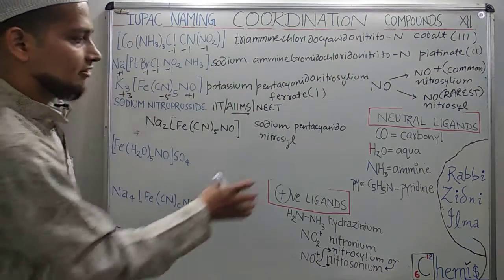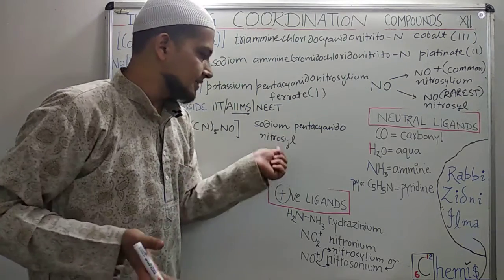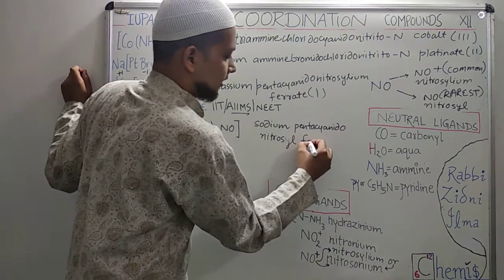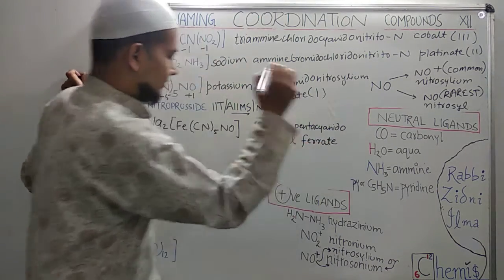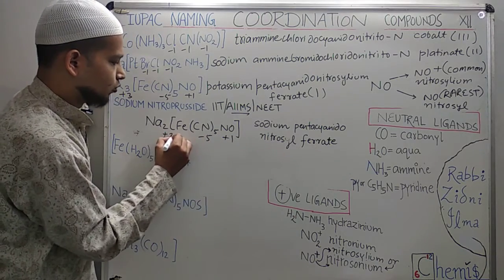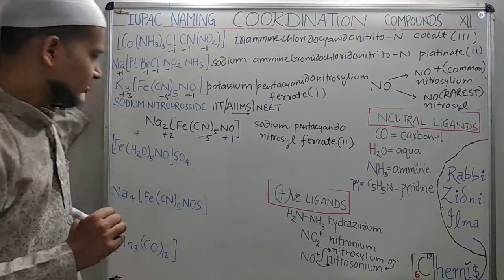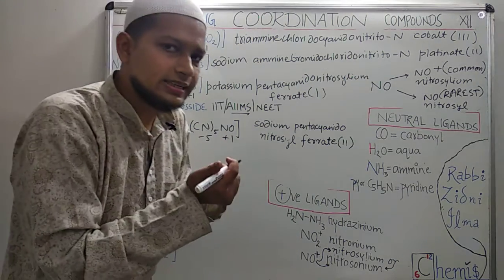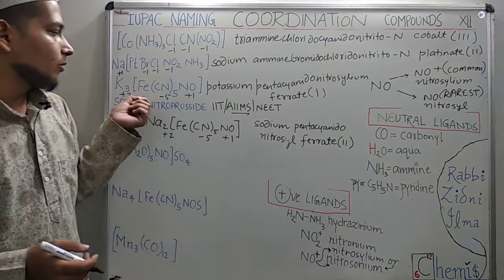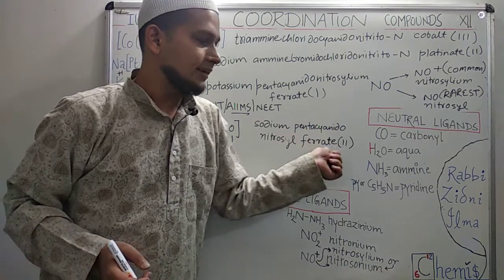Okay, now I will write down this nitrosyl, because in our competition the option contains nitrosyl. Next we have Fe, which we will write down as ferrate. The oxidation state: +1, -5, +2, 3 minus 2, that will give us iron in +2 oxidation state. So this is an important one. The oxidation state of iron in nitroprusside is 2, as the nomenclature says: sodium pentacyanidonitrosylferrate(II).